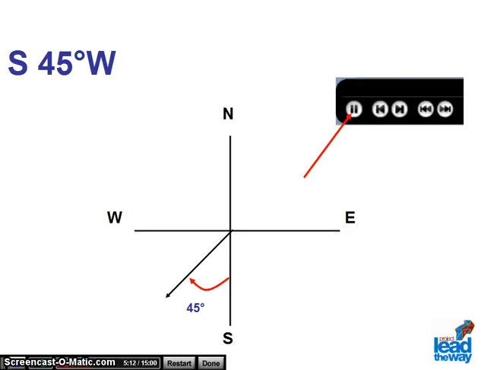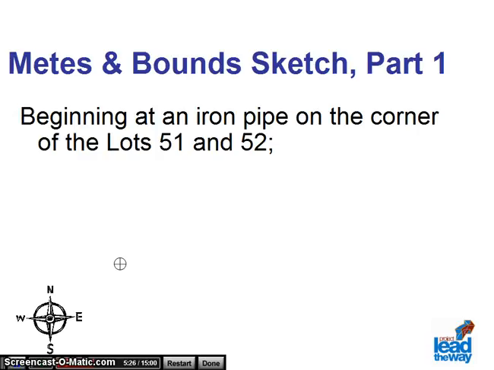Here is my sketch. How does yours compare? I am sure you have noticed that I am not using a protractor on any of these sketches. It is the concept I'm after right now, not the exact angle measurements. Now that we understand the basics of bearings, let's create a quick sketch of the property described using the Metes and Bounds method. The description begins, beginning at an iron pipe on the corner of lots 51 and 52. First, place a compass direction on the sketch so the reader knows the direction of north. Then place a symbol to represent the iron pipe.